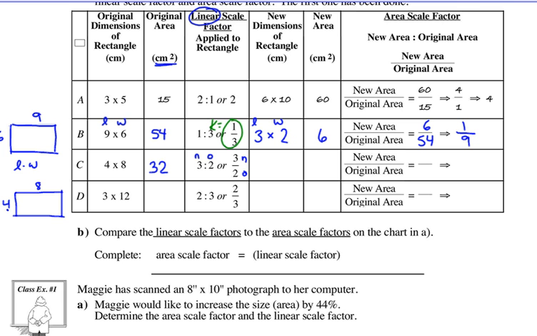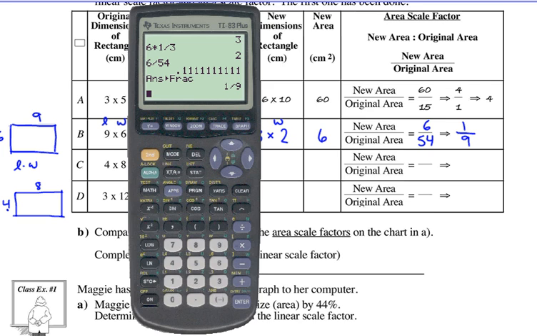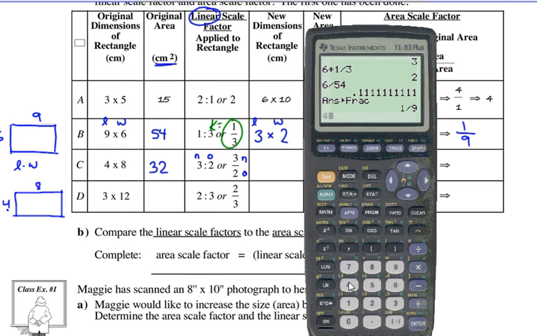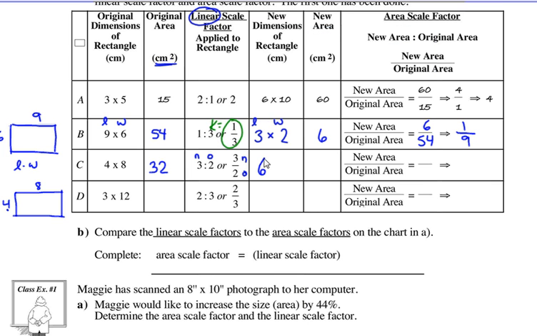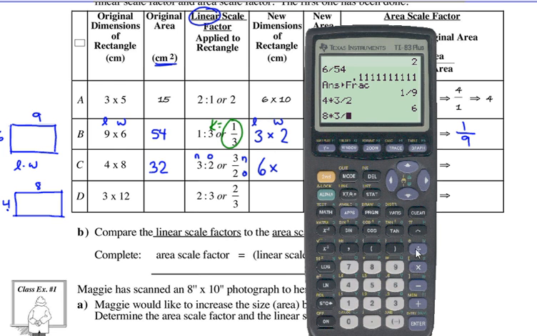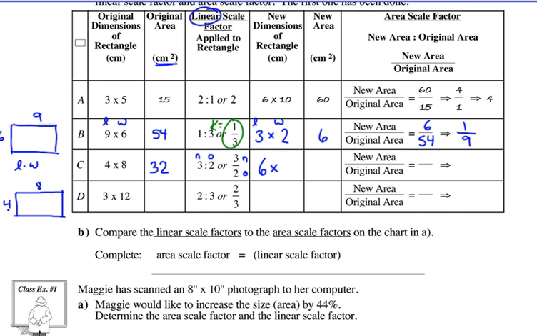So if we want to find our new dimensions, and these are the linear scale factor, we take our old dimension. So one of them was 4. I'm going to multiply it by my scale factor. So the 4 became a 6. So 6 by, and the 8 became, so 8 times 3 over 2, 12. So 6 times 12 will give us our new area. 6 times 12 is 72.